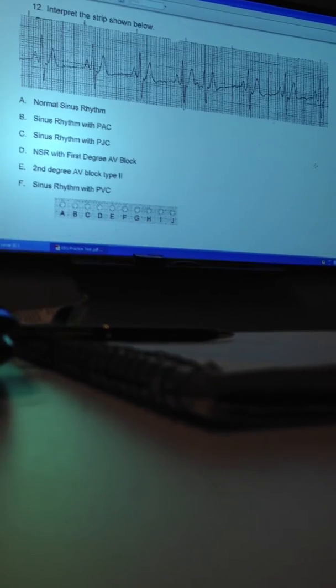Is it atrial fib? No. Is it idioventricular? No. Is it VTach? No. Is it asystole? No. Is it sinus tach? No. SVT? Yes.